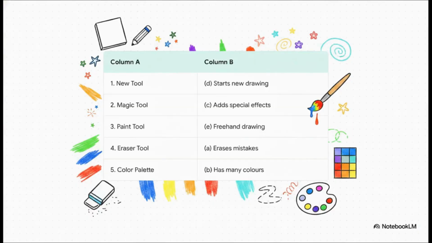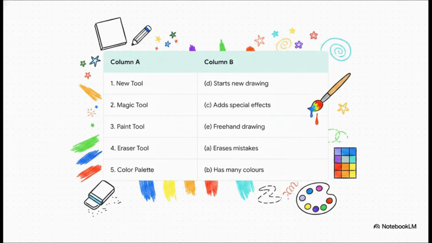Now let's conquer the Match the Columns exercise from page 50. I'll read the tool from column A and match it to its correct job in column B. Number 1, the new tool matches perfectly with D, lets you start a new drawing. Number 2, the magic tool, that goes with C, adds special effects like flowers. Number 3, the paint tool connects right to E for freehand drawing with brushes. Number 4, the eraser tool is easily matched with A, erases mistakes. And finally, number 5, the color palette, matches with B, has many colors.